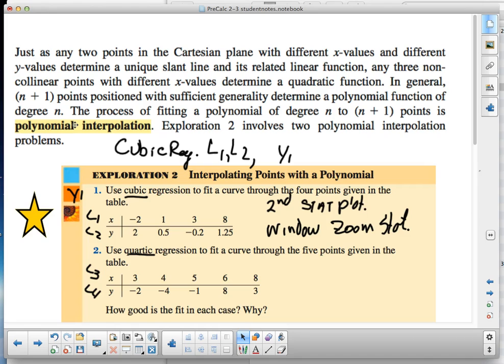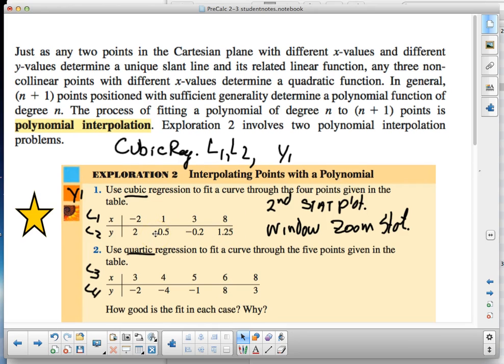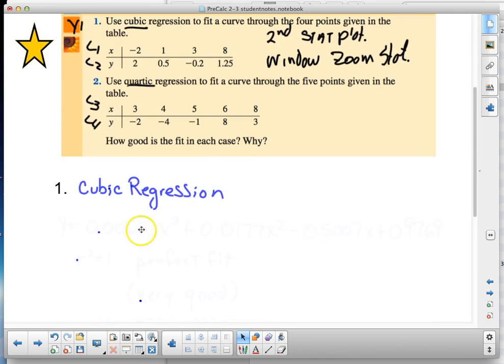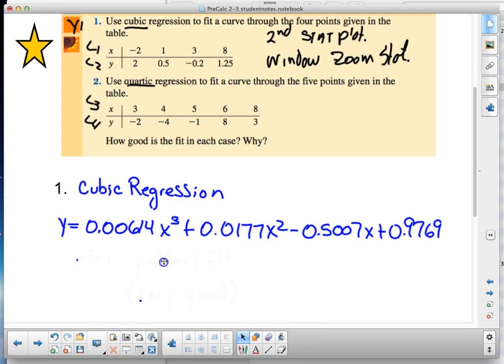So after you put diagnostic on, you're going to use the cubic regression to fit a curve through the 4 points given in the table. So put in L1, these points, put in L2, these points. After you do that, you're going to run a cubic regression on L1 and L2. And when you do the cubic regression, this is what you should return. Your R squared should be 1. It's a perfect fit because it's 1. Some people say, well, that's very good. Well, you can't get any better than 1. So it's a very, very good fit.